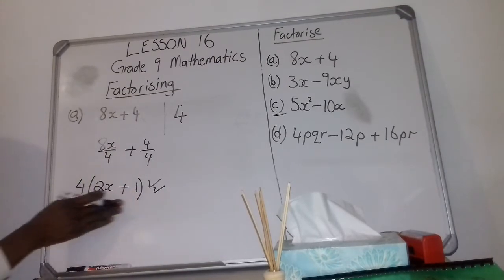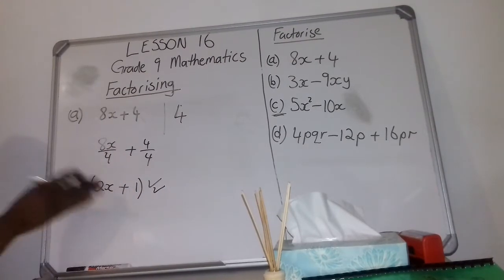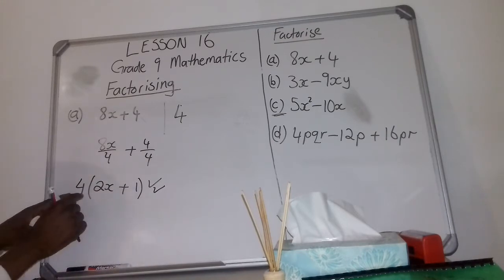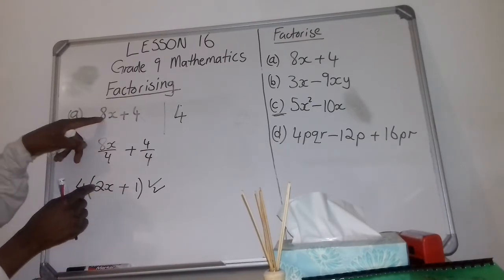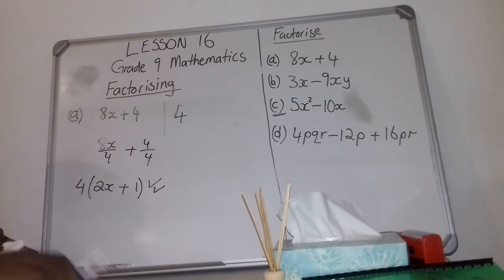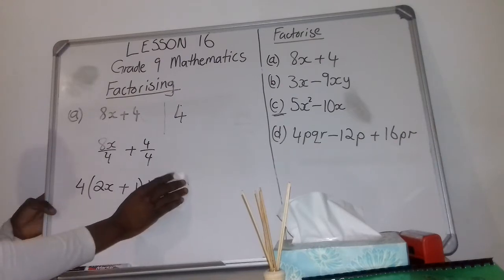If you remove the brackets, something that you have done before factorizing, 4 times 2x, you get 8x. 4 times 1, you get 4. So we are super right. Let's go to the B part.